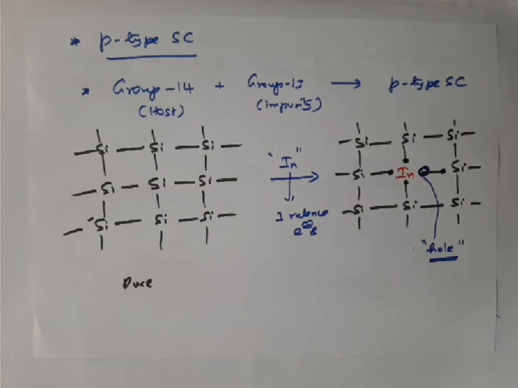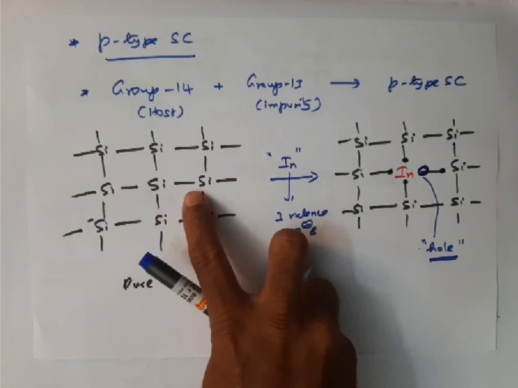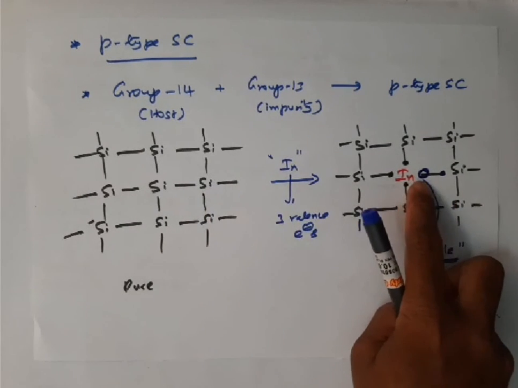Okay, and I have told you, whenever holes are created, these holes also start to move throughout the crystal. Therefore the material shows conductivity. So here conductivity is due to holes, predominantly due to holes. So whenever you add a group 13 element in group 14, what will happen? Holes are generated.